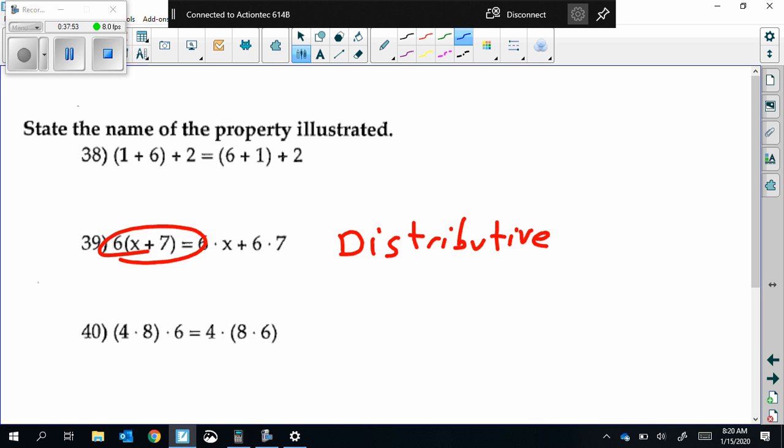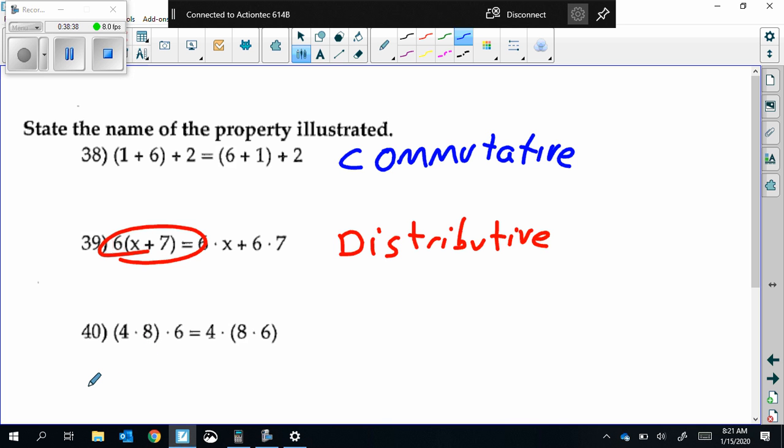Commutative, root word commute, like travel. So when you move things, you're traveling. So look for the one that has traveling numbers. Not really either of these. These travel a little bit. Went from 1, 6, then a 2, to a 6 and a 1, and then a 2. So the 2 stayed put, but the 1 and the 6, they did switch around. They did move. So that is the commutative. The 1 and the 6 switched places. They commuted. They went to a school and back to home.